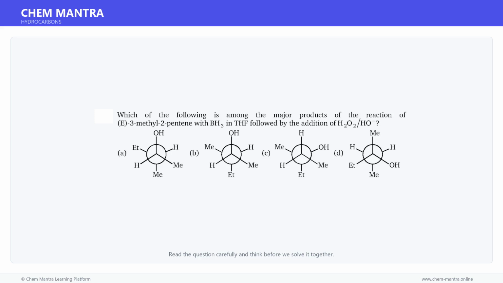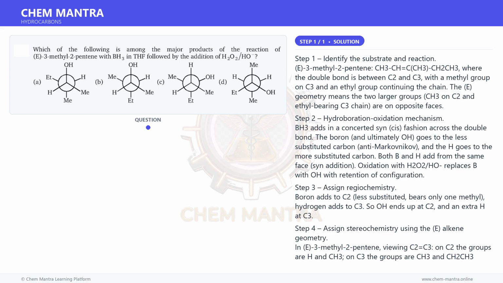Here is a question. Read it carefully and think about the answer. Let us solve it step by step. Let us begin solving this step by step. Step 1. Identify the substrate and reaction.